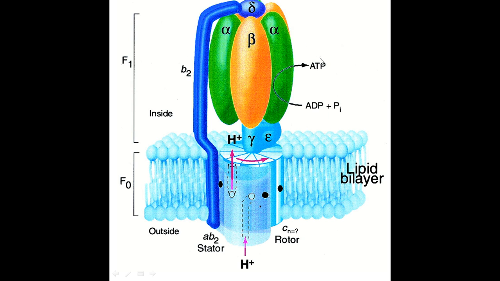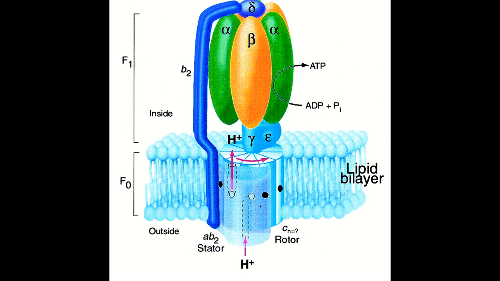But the additional 1 hydrogen ion is required for the transport of the ADP and the phosphate from the cytoplasm or from the intermembrane space to the matrix. So we need an equivalent of 4 hydrogen ions for the synthesis of 1 ATP molecule.